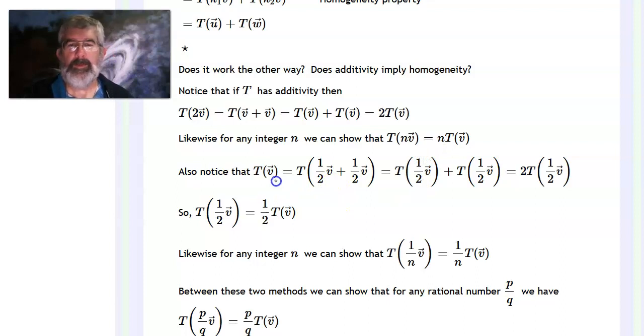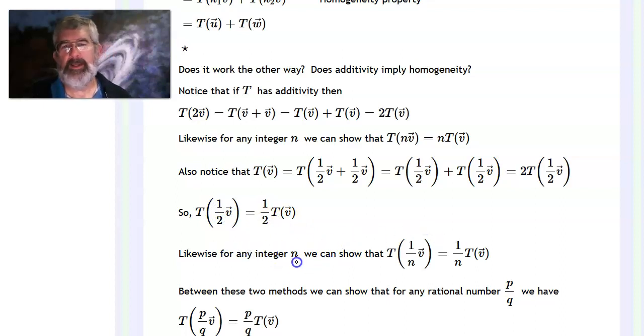But also notice I could do something like this. T of v is T of a half v plus a half v. That is, I'm just taking the v in parentheses and writing it as a half of it plus a half of it. Okay. But then if I've got additivity for this transformation, then that's T of a half v plus T of a half v, which is 2 times T of a half v. And then if I say this first thing is equal to the last thing and divide both by 2, I get that T of a half v is a half of this thing. It's a half times T of v. And it looks like the half can be pulled out, as it should with homogeneity.